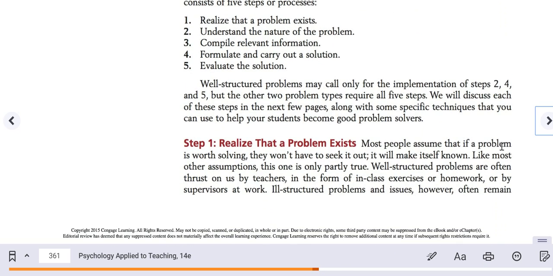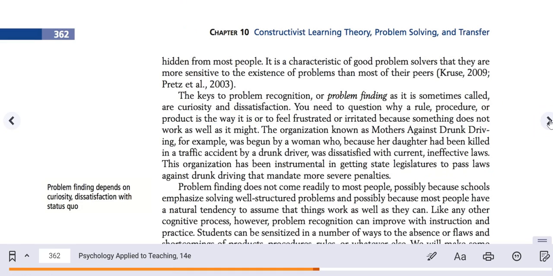Step 1. Realize that a problem exists. Most people assume that if a problem is worth solving, they won't have to seek it out. It will make itself known. Like most other assumptions, this one is only partly true. Well-structured problems are often thrust on us by teachers in the form of in-class exercises or homework, or by supervisors at work. Ill-structured problems and issues, however, often remain hidden from most people. It is a characteristic of good problem solvers that they are more sensitive to the existence of problems than most of their peers.